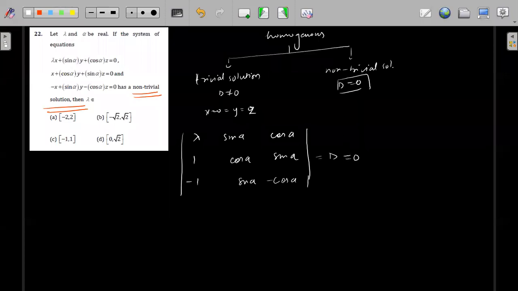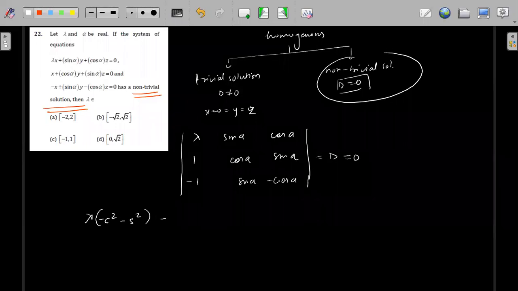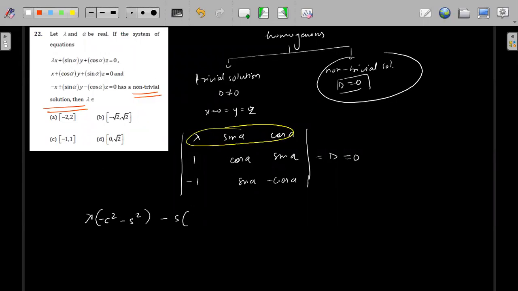And d should be equal to 0 for us to get a non-trivial solution, because they have said non-trivial solution. So I will simply find out what is the value of d. We can add or subtract something. So this is lambda into cos square alpha minus sine square alpha, I'm opening the determinant through the first row. So this will become minus S into minus C plus S, then C into S plus C.